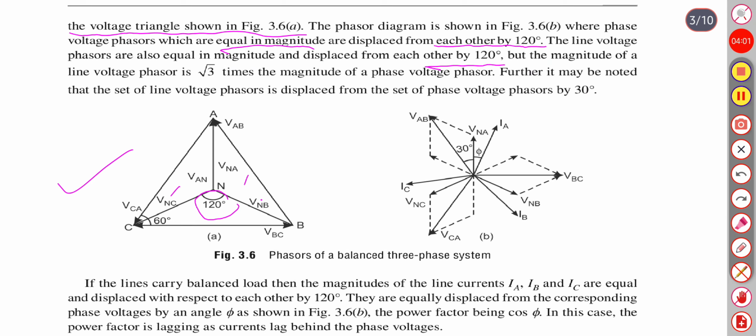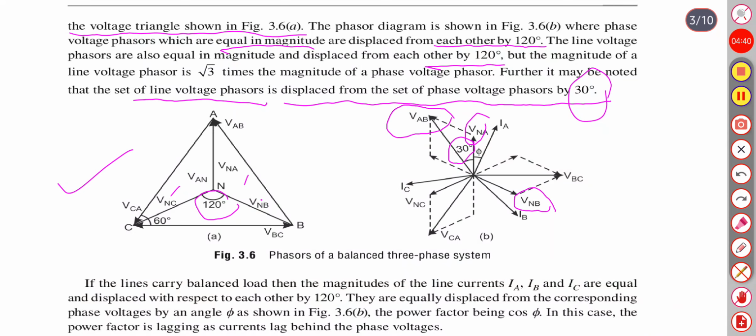Further, it may be noted that the set of line voltage phasors is displaced from the set of phase voltage phasors by 30 degrees. Suppose this is the VAN vector and this is the VNB vector of phase voltage, then the line voltage vector VAB is 30 degrees phase displaced with respect to VNA.